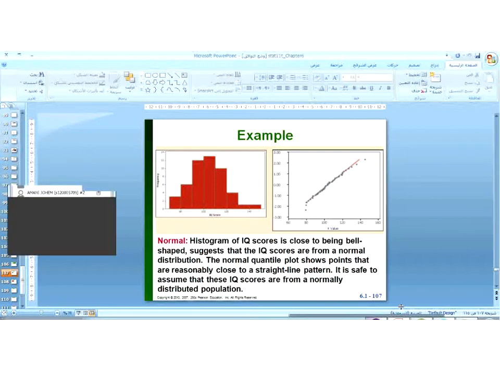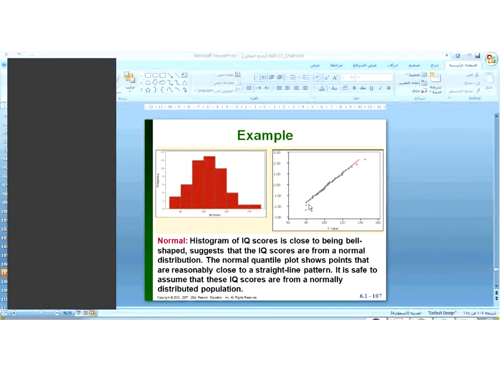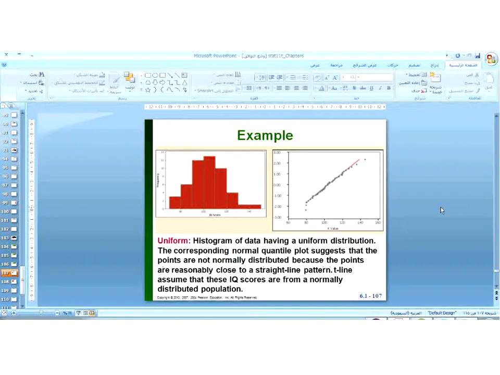شايفين الرسم اللي عندي هنا؟ هنا is it close to line or no؟ هنا yes it's close to line، so أنا بفكر إنه normal، مع إنه في عندي هنا one outlier وهنا outlier، بس يعني مش ذاك الاوتلاير اللي جدا بعيد عنه. إذا الهيستوجرام of IQ score close to being a bell shape صح؟ Suggests that the IQ scores are from a normal distribution. When normal quantile plots show points that are reasonably close to a straight line pattern, it is safe to assume that these IQ scores are from a normally distributed population.